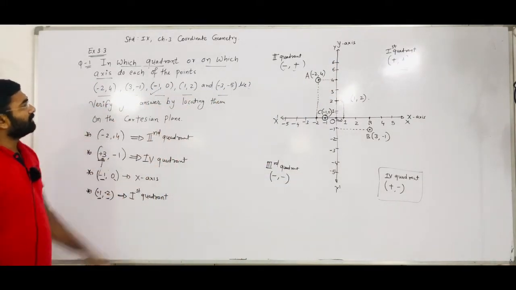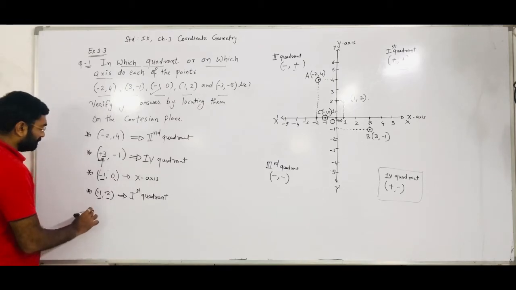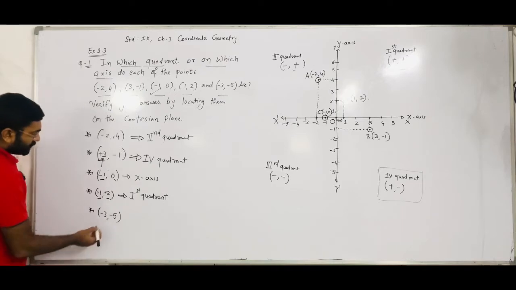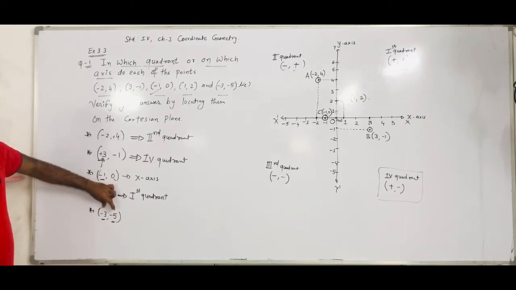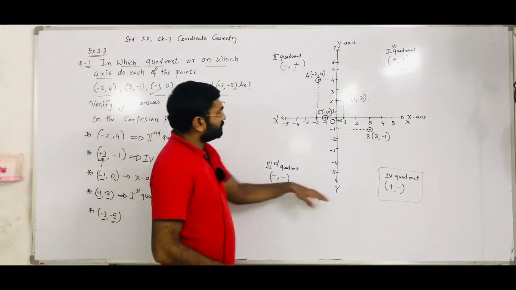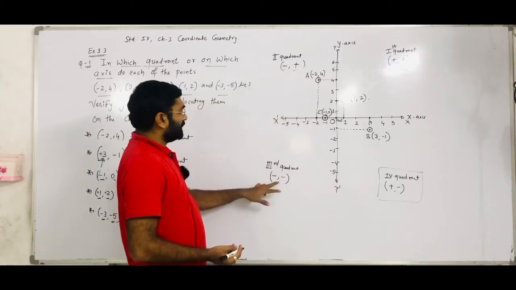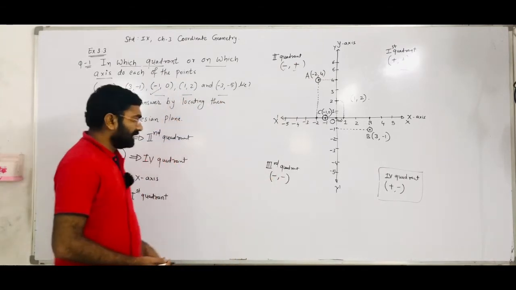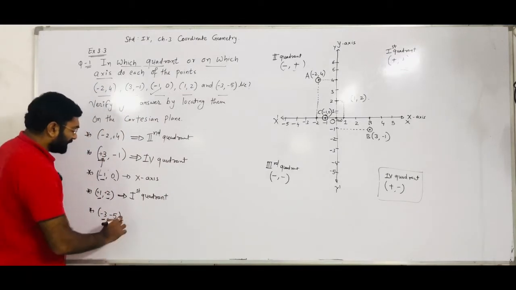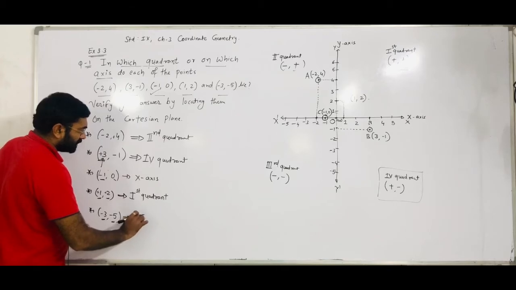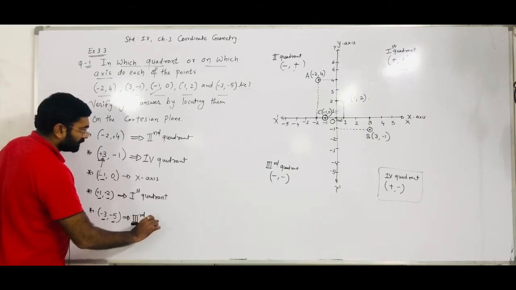Now next, the fifth one, which is (-3, -5). Okay, so in that point, x coordinate is minus, y coordinate is minus. Means both coordinates are minus. Both coordinates minus come in which quadrant? Observe, in which quadrant? Here we can say it is in the third quadrant, right? In which both coordinates are negative. So we can say (-3, -5), both coordinates are negative, comes in the third quadrant.